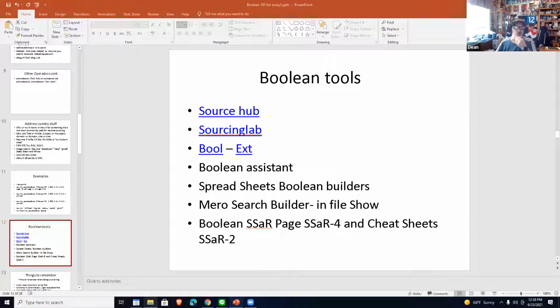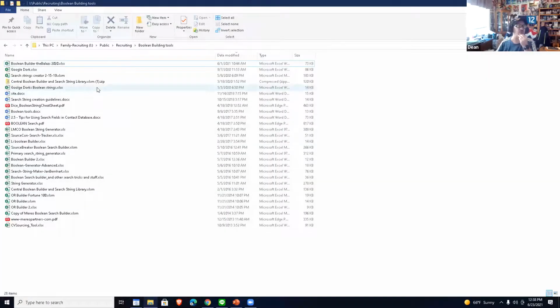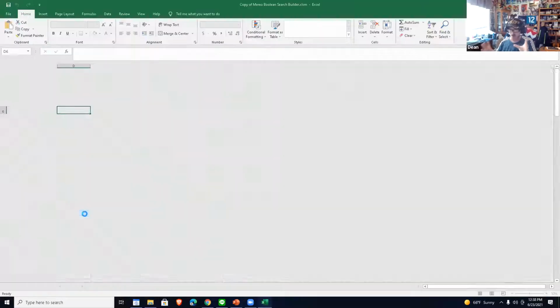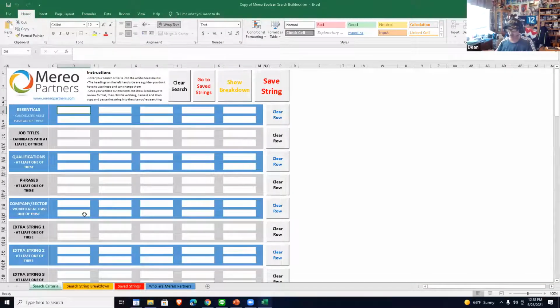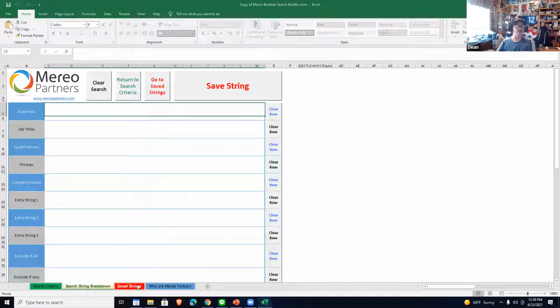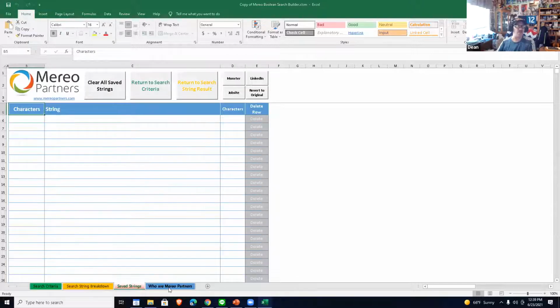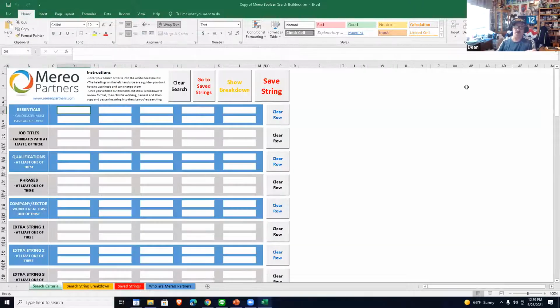Now, the first thing I want to show you is that there are tools out there that can help you with creating Boolean strings. On my SSAR page, there are several categories for Boolean string creators. This is one of the ones you can get access to. This is by Miro Partners, not by me. I've got several I've created that will just help you write a Boolean string. It'll allow you to save the string to use it over and over again. You can find it on the SSAR page. I'll give you access. You can download it, and there you go. This literally is one of the best ones I've ever seen. There are others, but this is a good one.